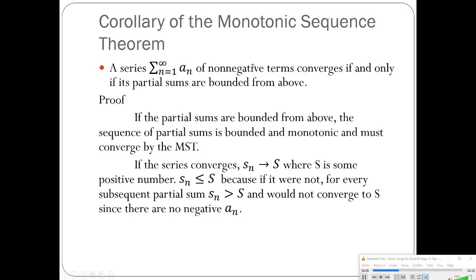Going the other way, if the series converges, it converges to some number s, where s is some positive number, but that number s happens to be an upper bound, because if it weren't, eventually you'd get some partial sum that was greater than it, and you'd never be able to go back down towards s, because there's no negative term. Each additional term you add on would just push it farther away from the limit. So it has to be always underneath, but approaching. It can't ever cross s. So there you go. That's the proof.